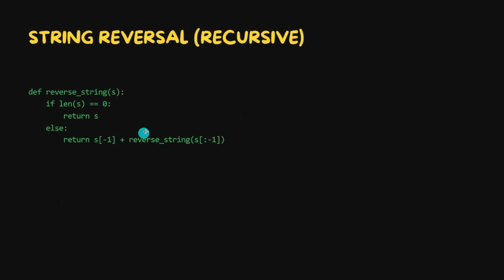So this is the code for it. First, we define the reverse string. We will pass the string. If the length is 0, we will return s, which is the base case. In the else case, we return s of -1 plus the reverse string of the rest.